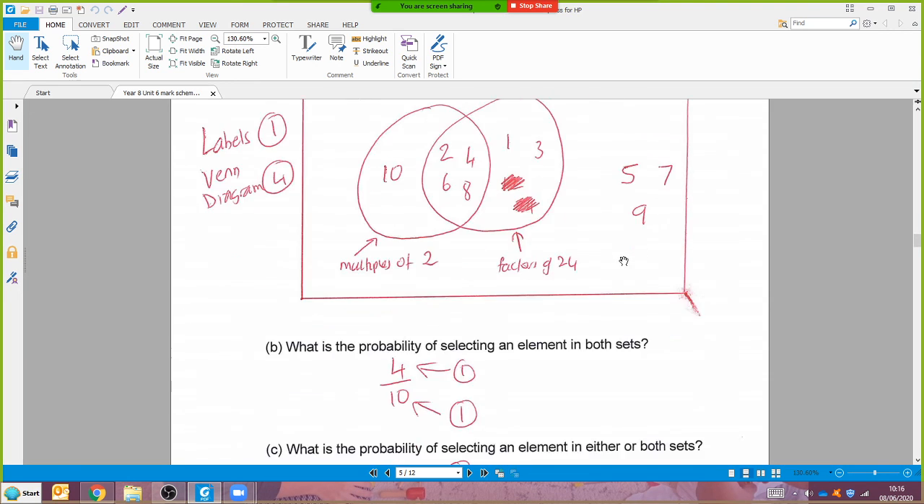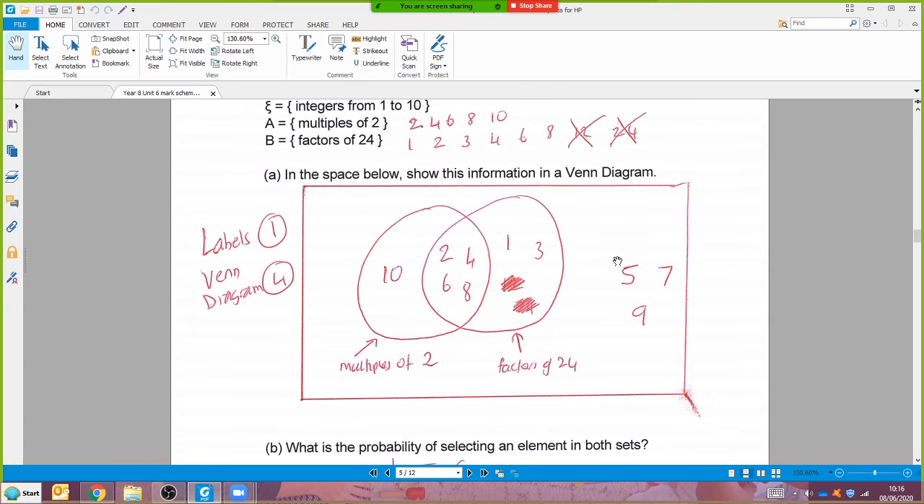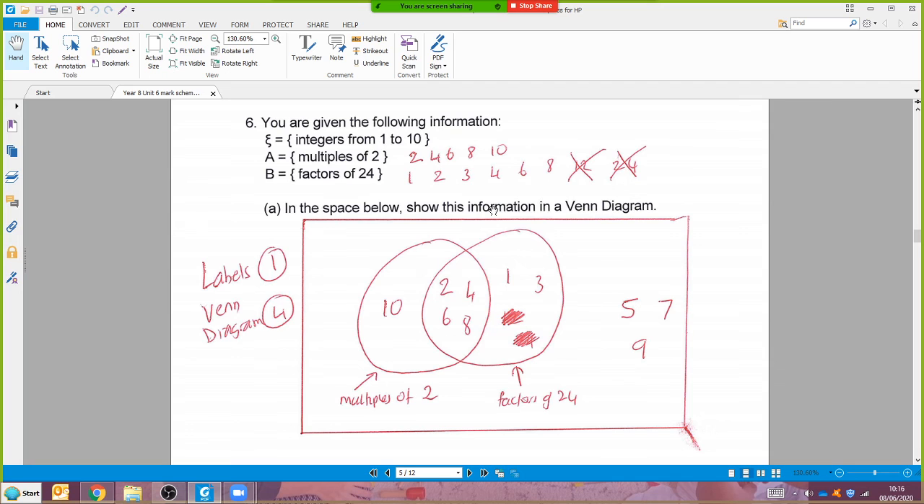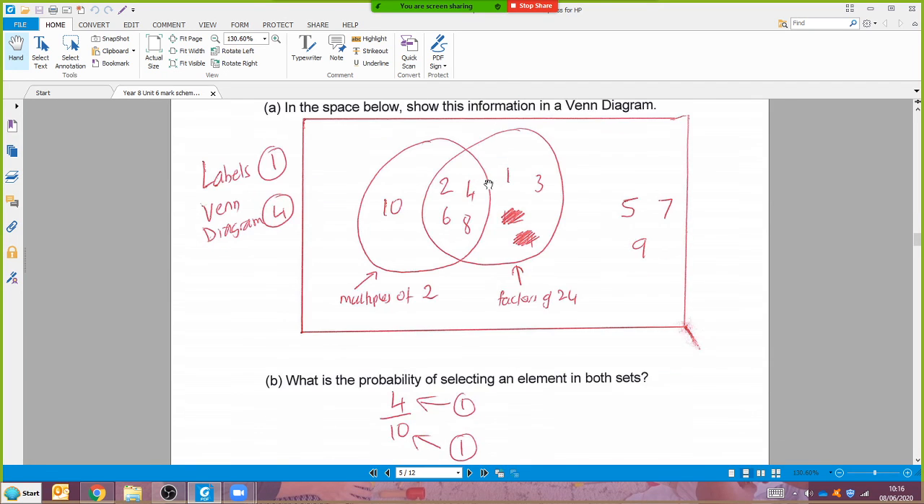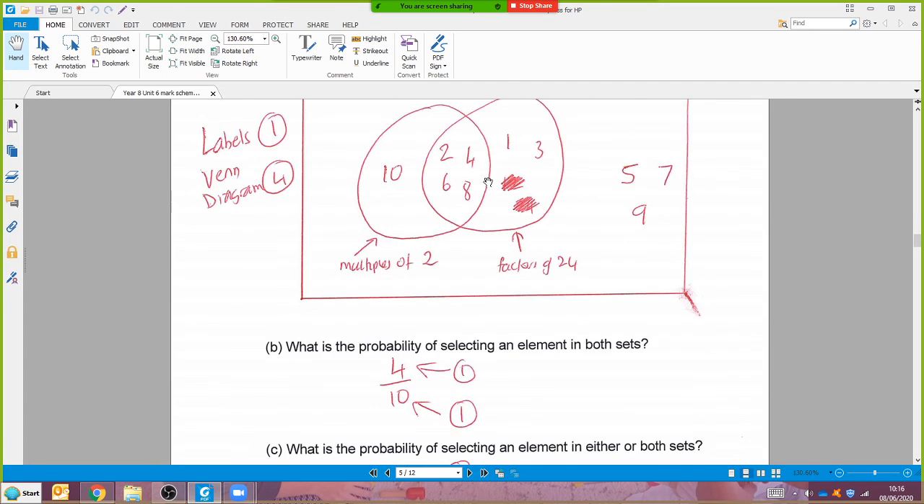Let's move on. 2 marks. What is the probability of selecting an element in both sets? I've got here 4 numbers out of a total of 10. So 4 out of 10, or some of you just wrote down 0.4, which is fine. You still get 2 marks.